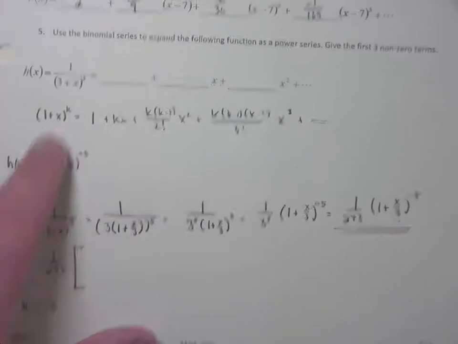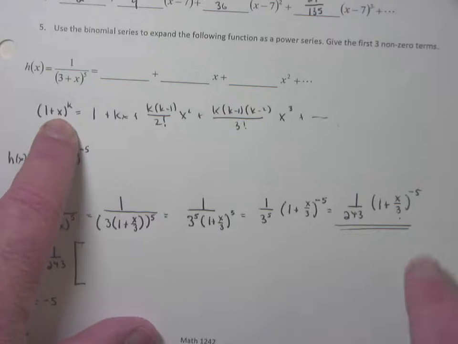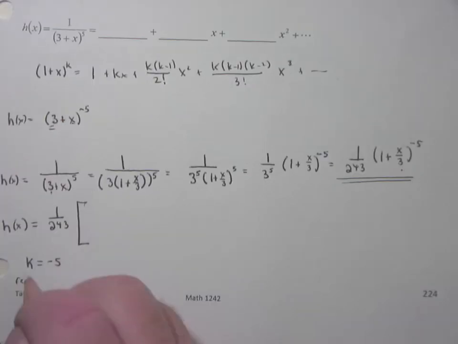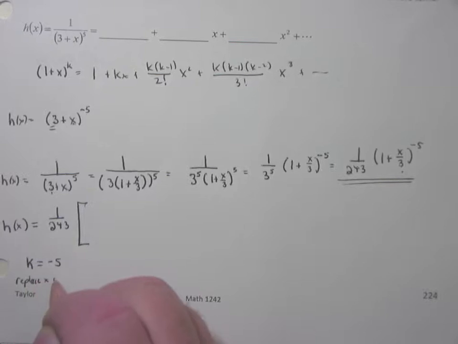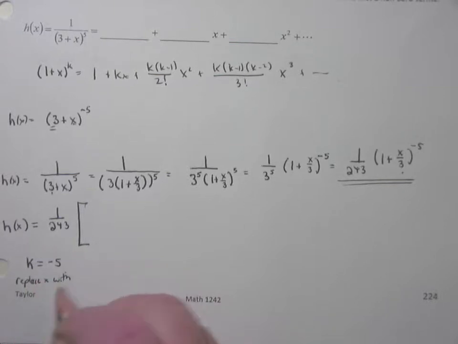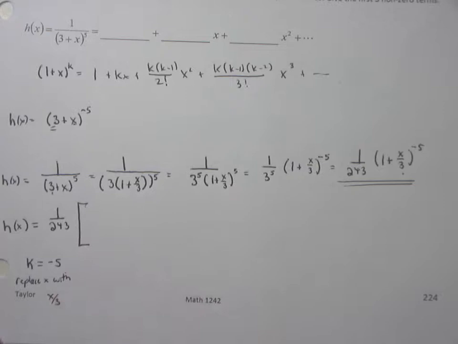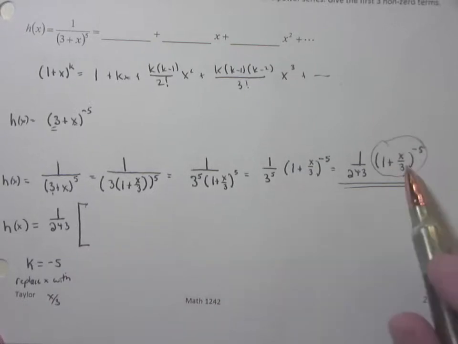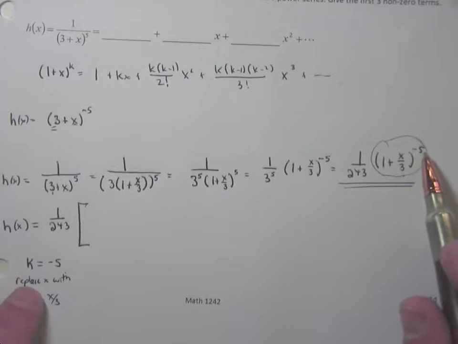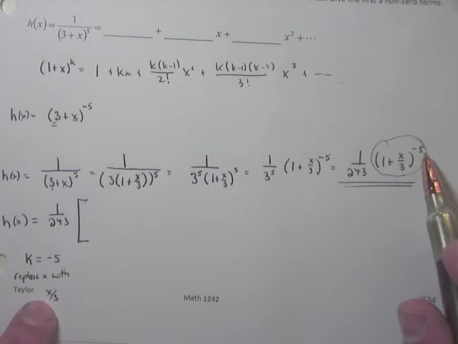Instead of x in the original binomial formula, what do I have? X over 3. So I have to replace x with x over 3. Now I'm going to use my binomial formula on just this part right here. K is equal to negative 5, and I replace x with x over 3 in my formula.